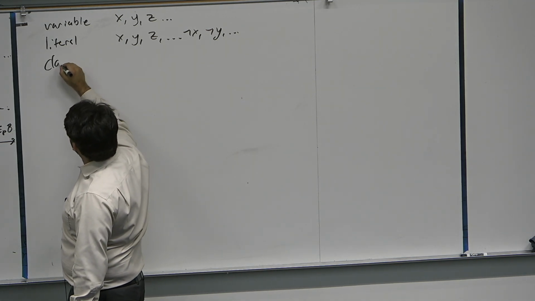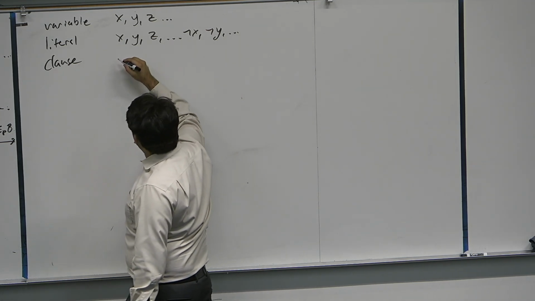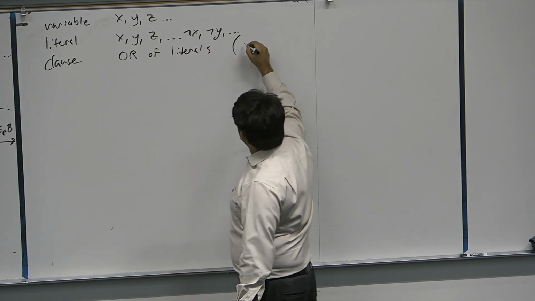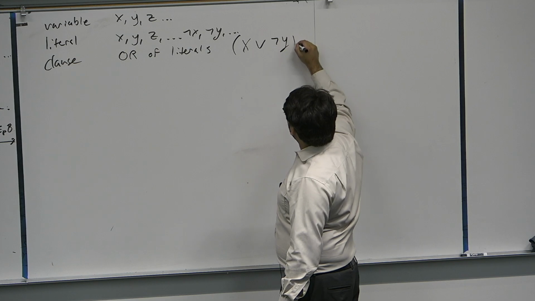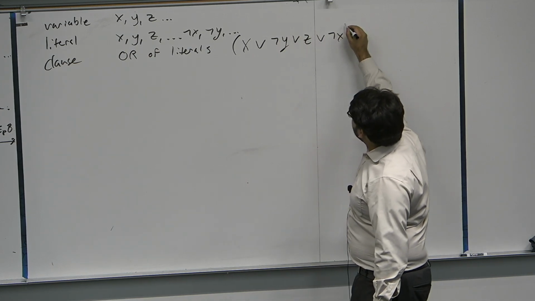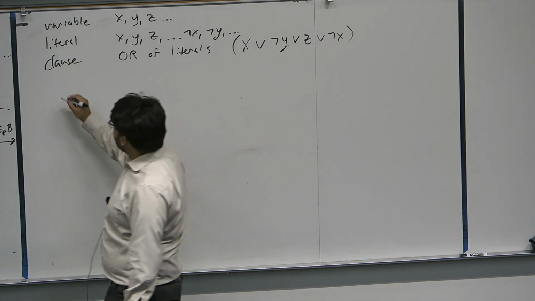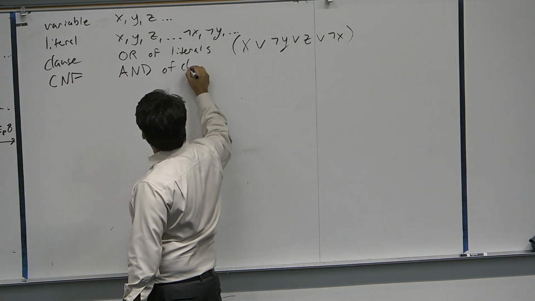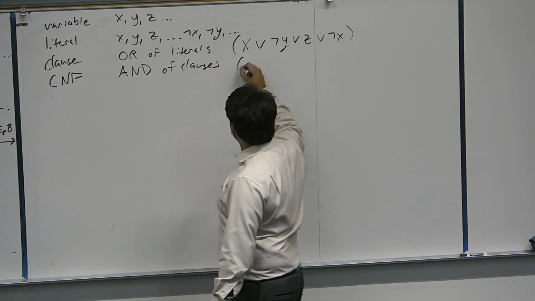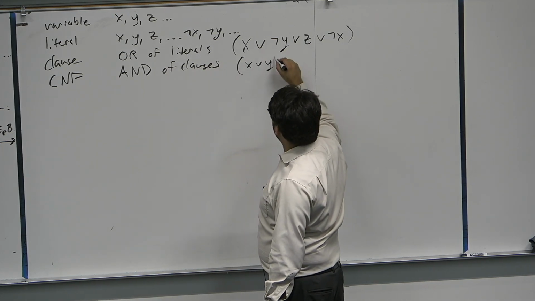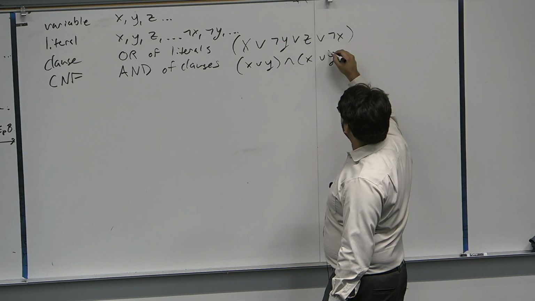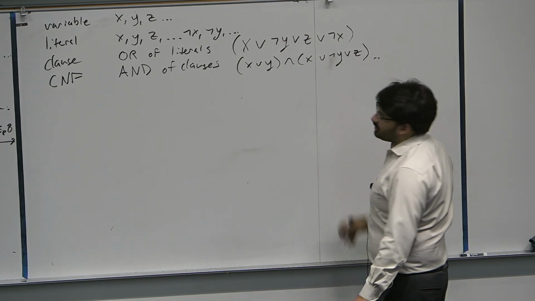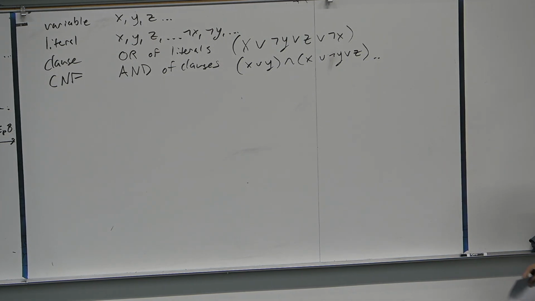A clause is an or of literals. For example, x or negation of y, or z, or negation of x. Something like this, right? And we say a formula is a CNF if it is an and of clauses. Something like this, right? So this is what the definition of a CNF is.